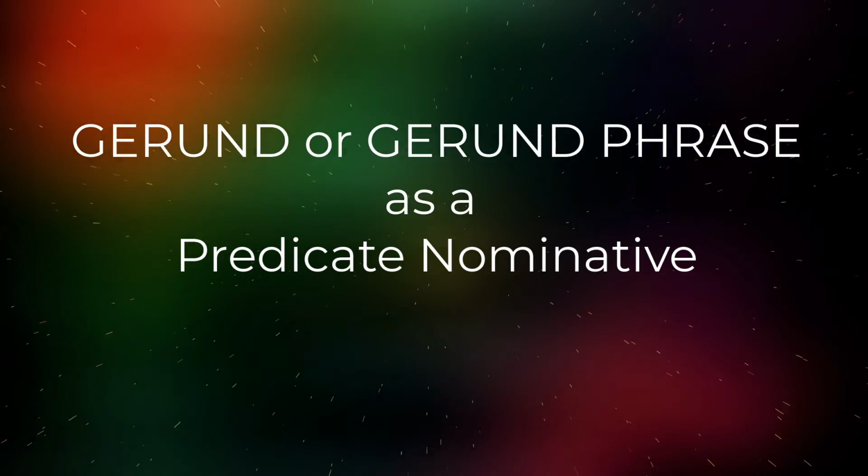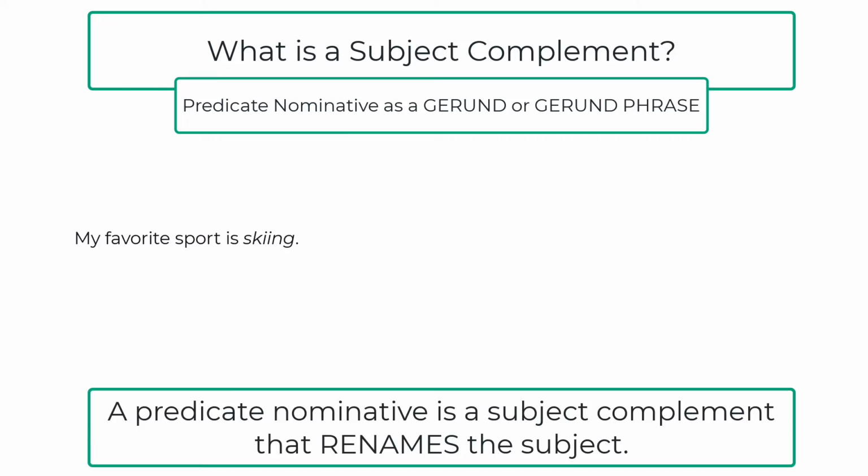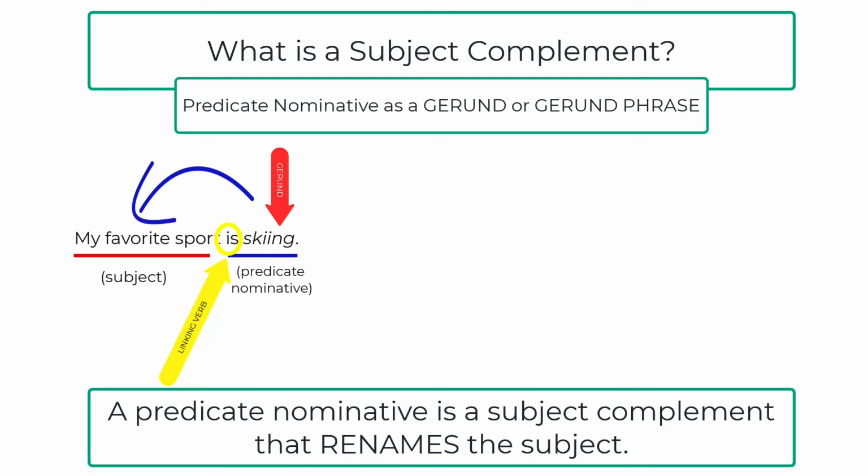A gerund or a gerund phrase can also be used as a predicate nominative. My favorite sport is skiing. My favorite thing is eating pizza for breakfast.